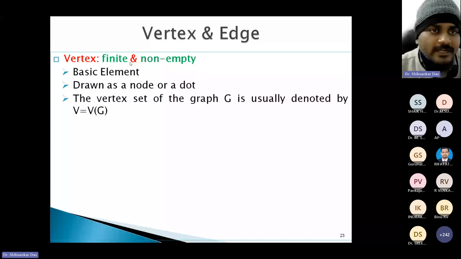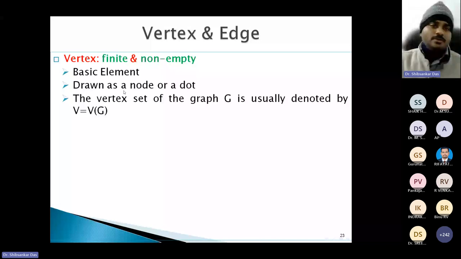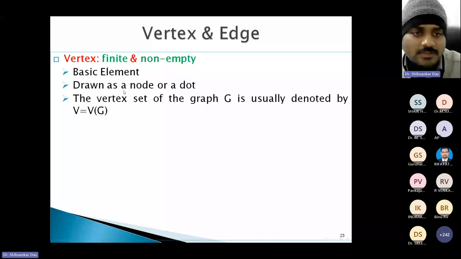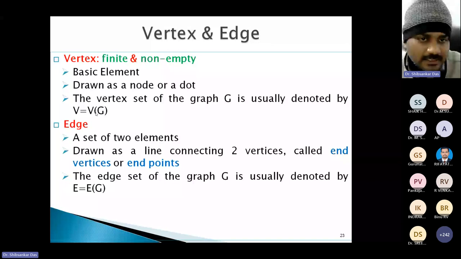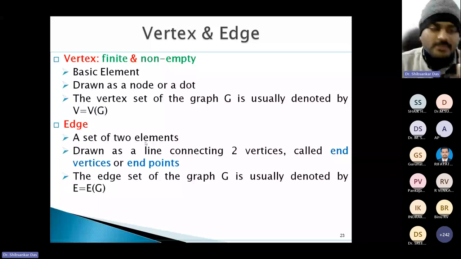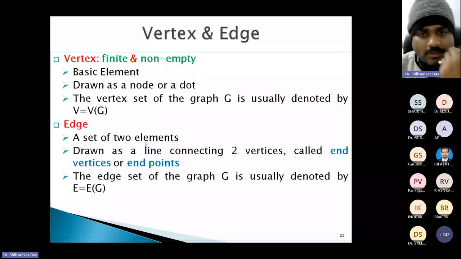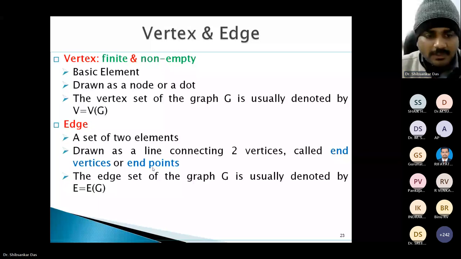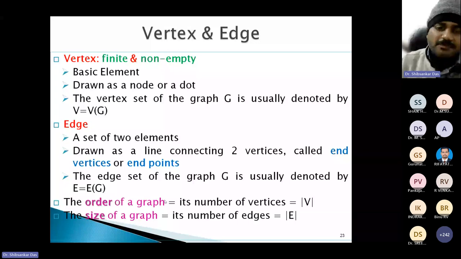Okay, and the vertex is nothing but a basic element. It can be drawn as a node or dot, and denoted by V, or V of G. Similarly, an edge is a set of two elements, a combination of two elements. It is drawn by a line connecting those two vertices. These are called end vertices or end points. The order of a graph is the number of vertices, and the size of a graph is the number of edges.